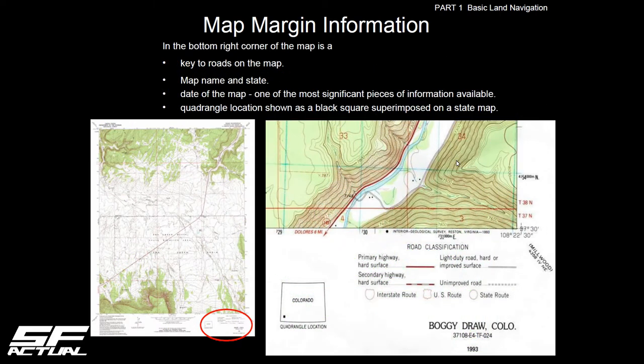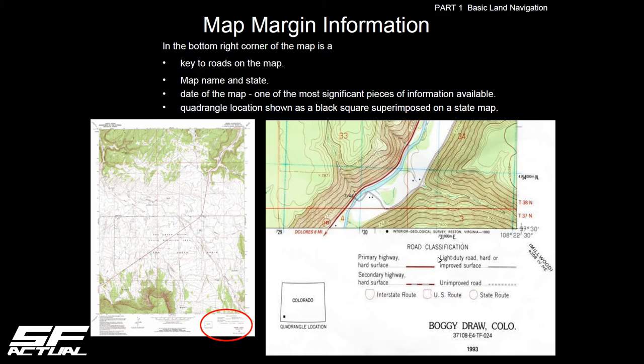Now, moving over to the bottom right, this is where you get into all road classifications: what a primary is going to look like, a light duty, a secondary, unimproved. You can see here on a map that it's going to be either a solid red or dashed line. It also has symbols for interstate route, U.S.